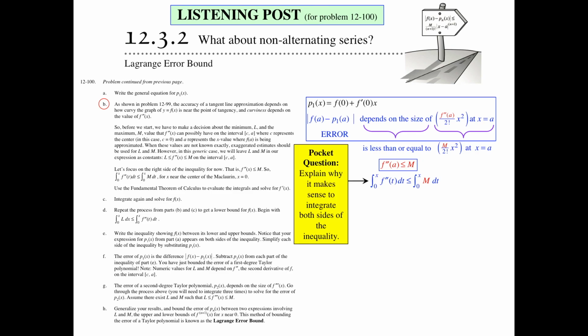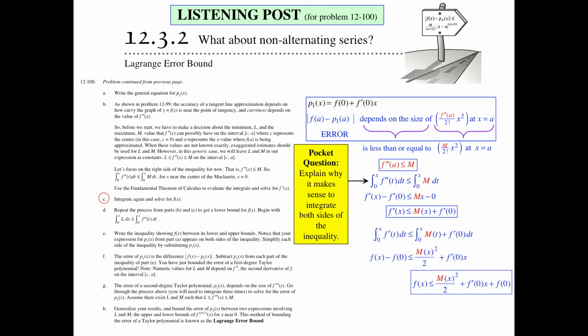So, have a pocket question ready here. As you circulate, ask teams to explain why integrating both sides of this inequality makes sense, noting that M is a constant that is defined to be larger than every value of f double prime near x equals a. So after integrating, your students will solve for f prime of x, and then in part C, they're going to repeat this whole process to solve for f of x.